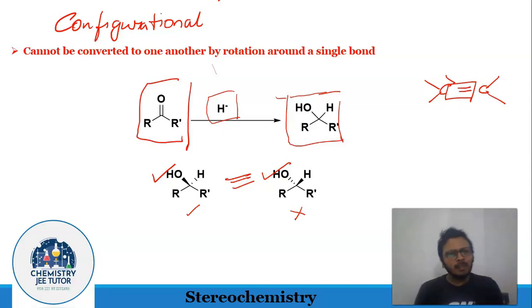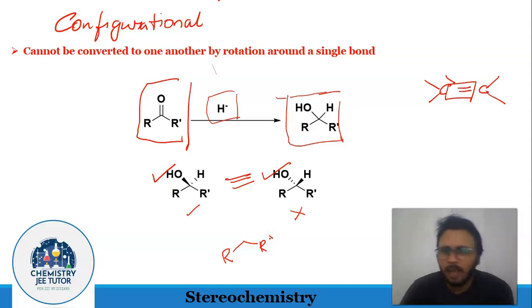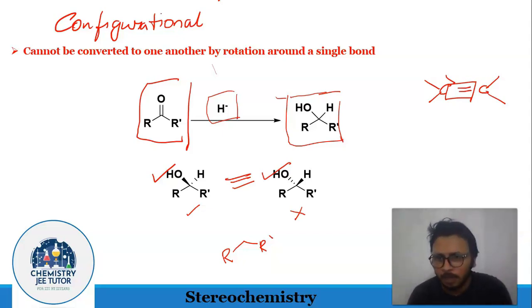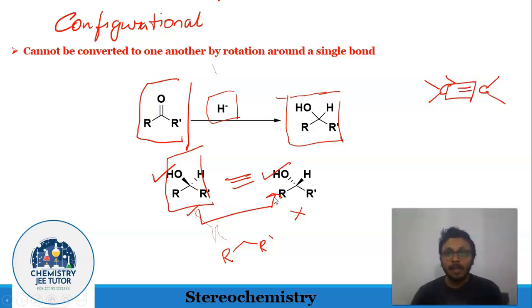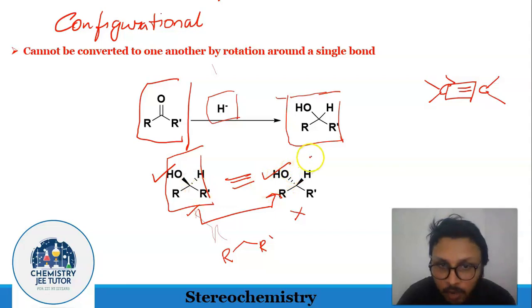So he says, okay, this is R and R prime. So in the plane we have R and R prime. We have OH either above the plane or below the plane, as I've explained before, and hydrogen correspondingly below the plane or above the plane. But then I say, okay, then convert the molecule that Ram got to your molecule, in any way possible. And he can't. You can't just simply rotate this molecule and convert it into this molecule.